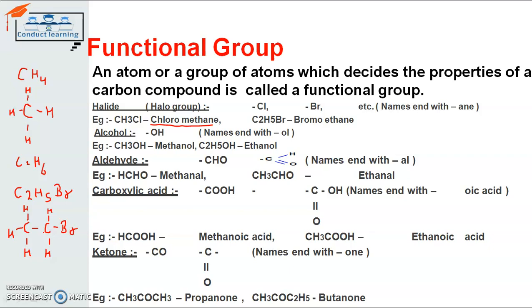So this is how it forms chloromethane and bromoethane, and how the functional group is added to a carbon atom in already existing carbon compounds and changes their chemical properties. Another example taken here is for alcohol.